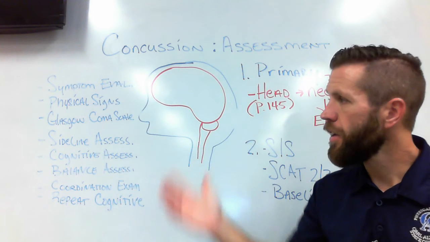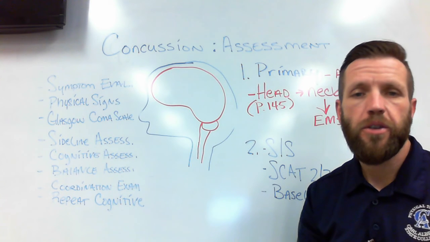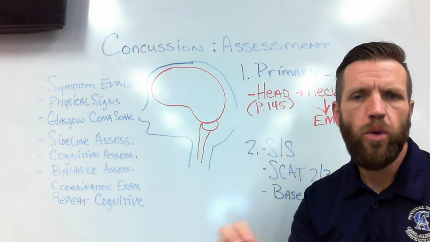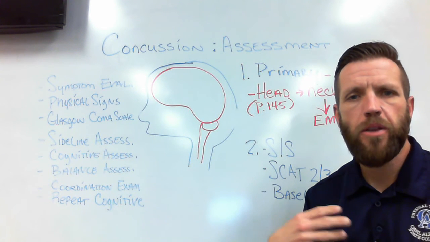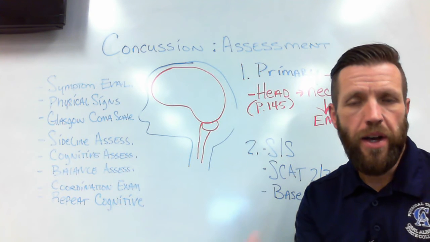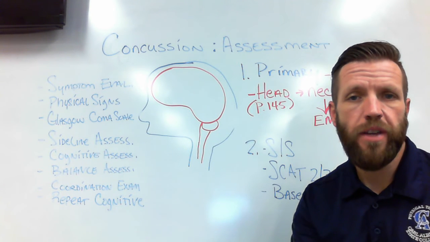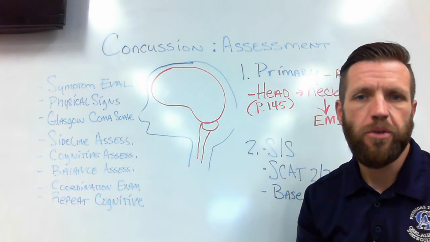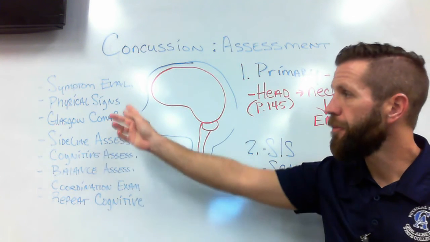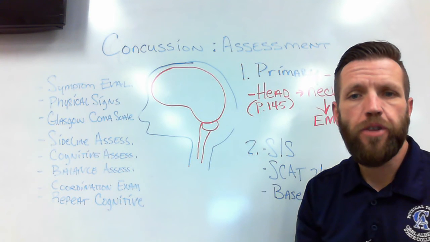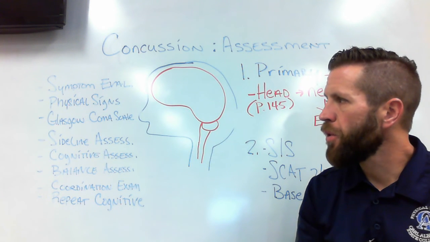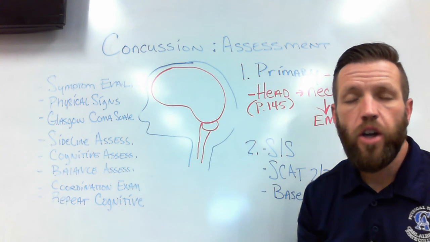The next part here that we go through is the physical signs. And what we're looking for there is what you can see. A symptom is what an athlete reports to you. A sign is actually what you can see. And so again, you're going to begin recording and documenting those on your SCAT tool as soon as the injury occurs. Now, another thing that is very important is the Glasgow Coma Scale.